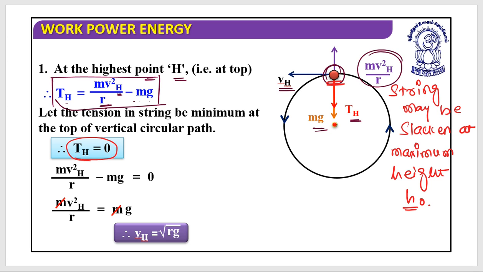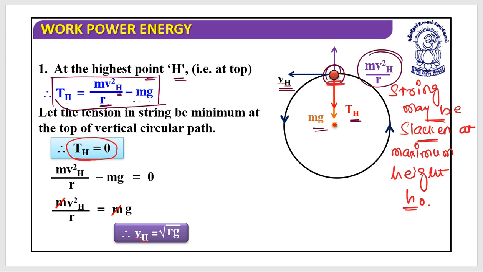The tension in the string could be considered as zero. Why? What do you think is behind this? Why could the tension be taken as zero? Because the string has been slackened. I'm just deriving what we call a critical condition.